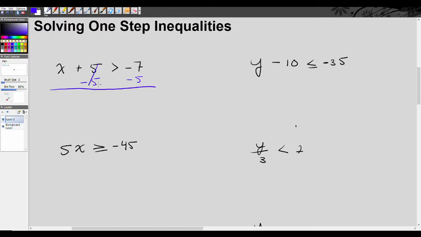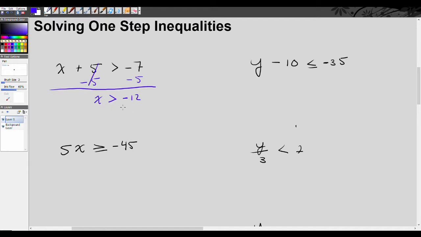Here, 5 minus 5, they cancel each other out. And this leaves me with x on my left side is greater than negative 7 minus 5, same sign, add them together, keep the sign, is negative 12. So you could also check your solution to an inequality by selecting a value for your variable that fits your answer statement.